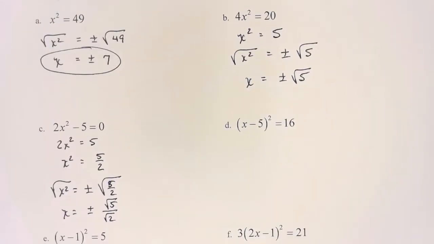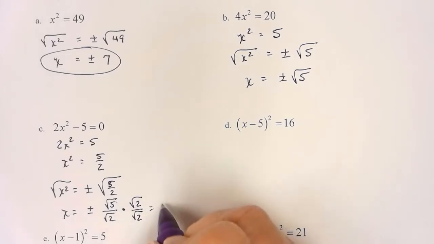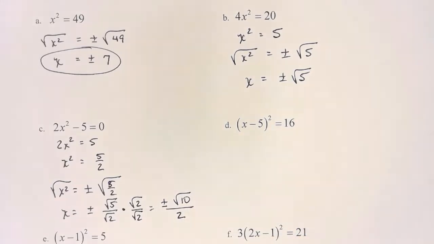But we learned in a previous section not to leave it like this. I have to rationalize the denominator. So when it's a monomial, you multiply by the square root of that value. So I end up with a plus or minus square root of 10 over 2. And that would be my answer.